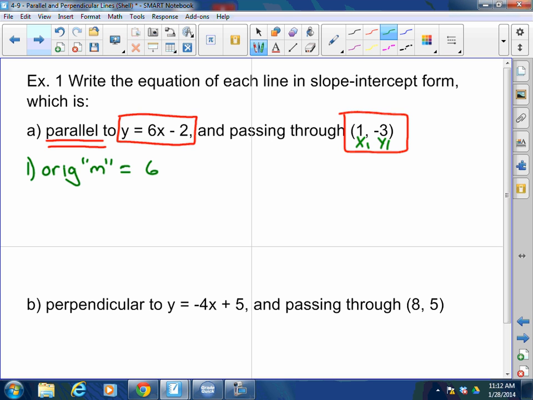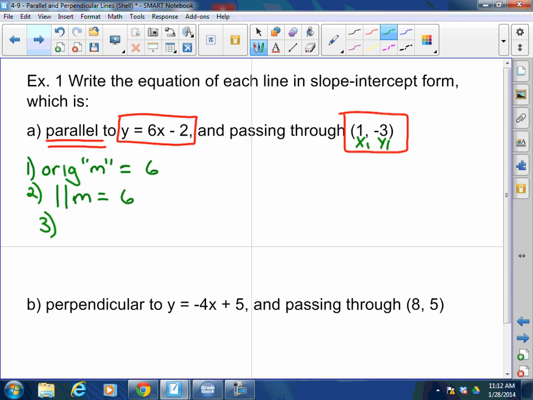So what is my step 2? Find the parallel or perpendicular slope of the given equation, depending on what we're looking for. Are we looking for the parallel slope or perpendicular? Look at the symbol I use. This is parallel, and this is perpendicular. So I use my parallel slope. What's my parallel slope going to be in this case? 6. Now what's step 3?